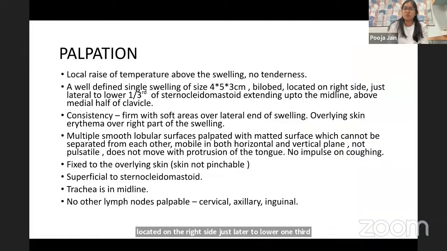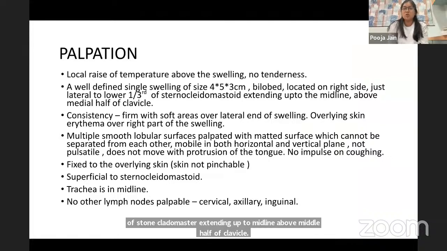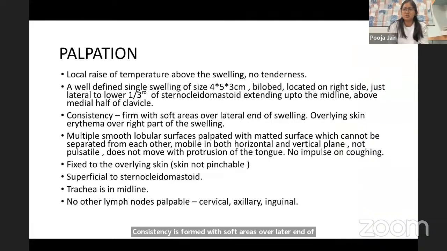Consistency is firm with soft areas over the lateral end of the swelling. Overlying skin erythema over the right part of the swelling was present. On palpation, sir, multiple smooth lobular surfaces are palpated with a matted surface, which cannot be separated from each other. Mobile in both horizontal and vertical plane, not pulsatile, does not move with protrusion of the tongue, no impulse on coughing. It is fixed to the overlying skin, superficial to sternocleidomastoid, and trachea is palpated in the midline. No other lymph nodes are palpable in cervical, axillary, and inguinal region.